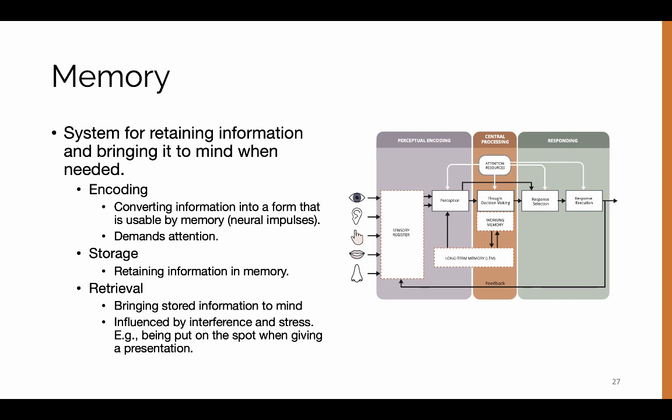There's actually three components to memory, or three processes, really, is the way to think about it. There's encoding, which is getting information into memory to begin with. What that means is converting the information into a form that's usable by memory, basically making neural impulses out of it. And that in itself demands attention. Then there's storage, that is retaining information once you've gotten it into memory, keeping it around, and then finally retrieval, bringing that information back when we need it. And that's influenced by a number of things. All of these things are influenced by attention, but certainly retrieval ends up getting interfered with quite a bit when we're under sort of high stress demand situations.